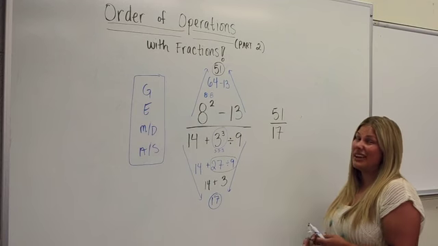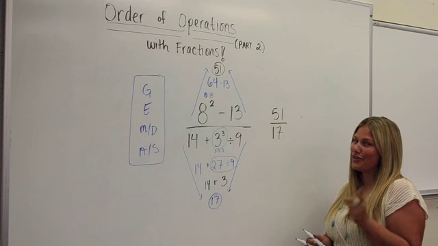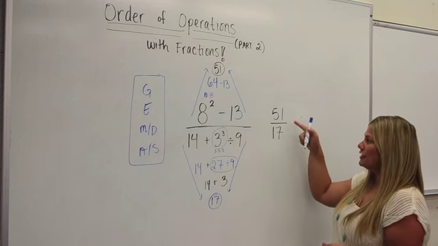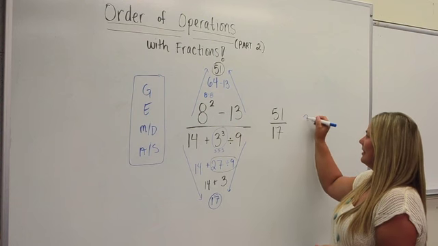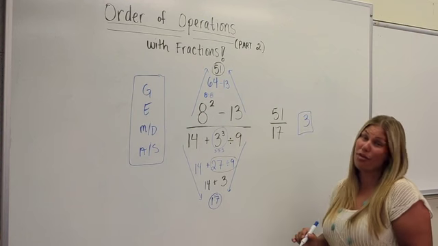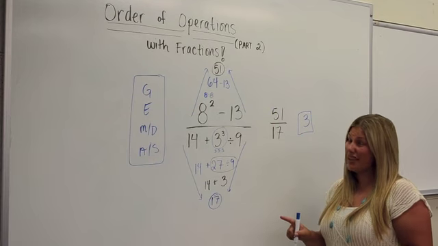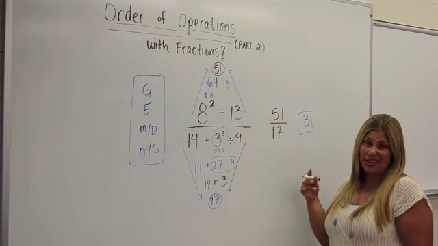And 51 divided by 17, I know you're thinking it doesn't divide, but it actually does. 51 divided by 17 is actually just 3. So that whole big problem that looked pretty scary in the beginning, it really just simplifies to 3.